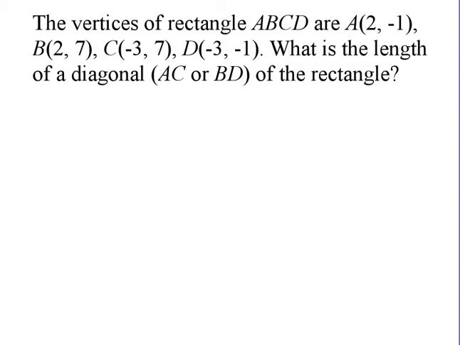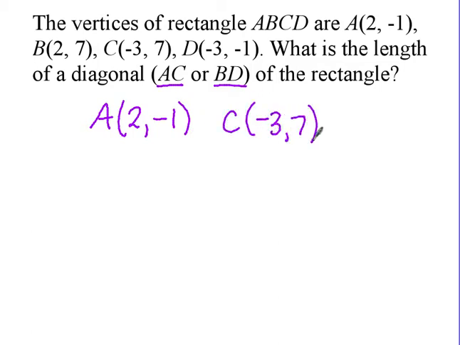Okay, so basically this is a problem that we just got done doing about 2 problems ago with the distance formula, except it's disguised. All we need to do is find either AC or BD. It doesn't matter which one. So let's just pick AC. A, I know is 2, negative 1. C, I know is negative 3, 7. So all I need to do is find the distance between those 2 points using the distance formula.